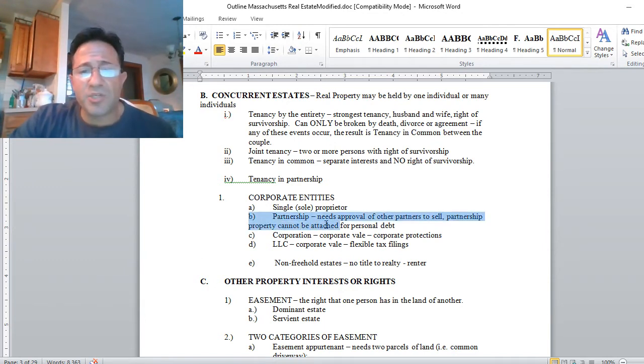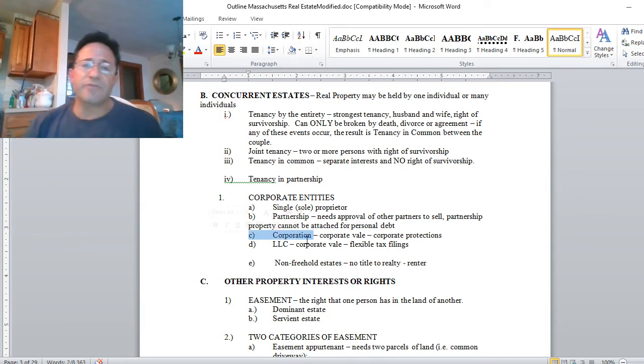a partnership. Now, a partnership means two or more people involved in a business, and once again, that's not a formal entity in Massachusetts. You can't file articles of organization at the Secretary of State's office for a partnership. What you can file for is a corporation, as we all know.